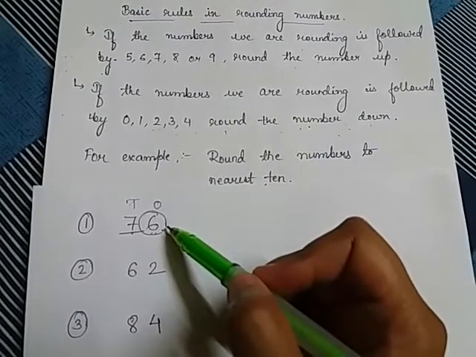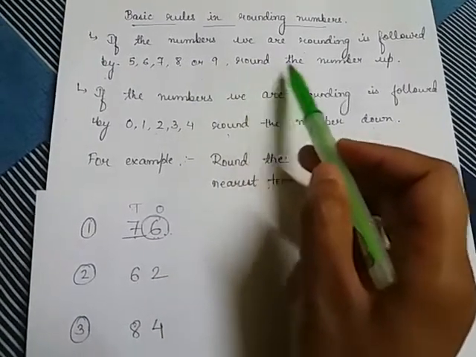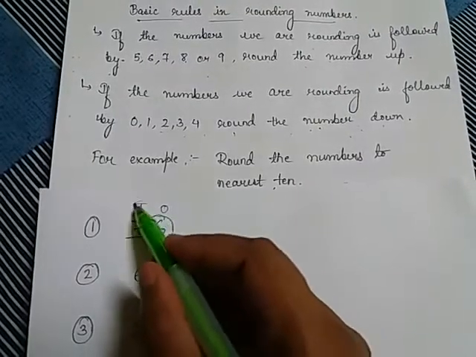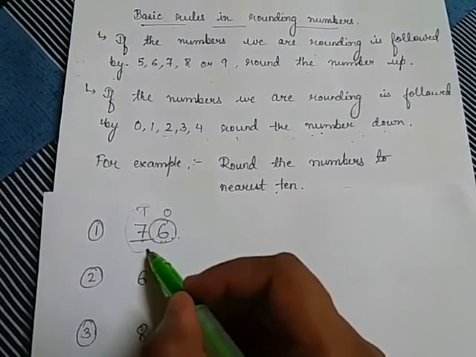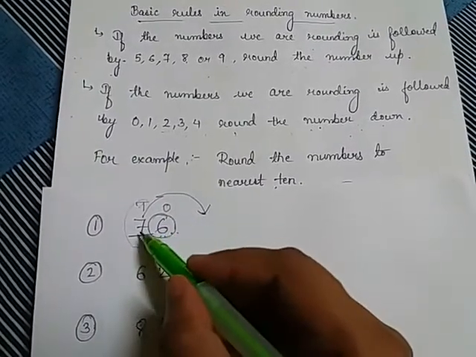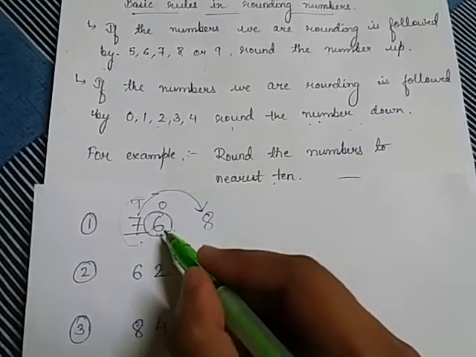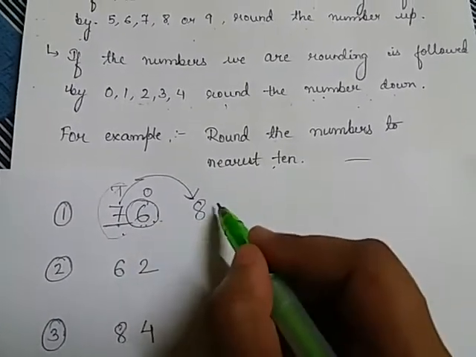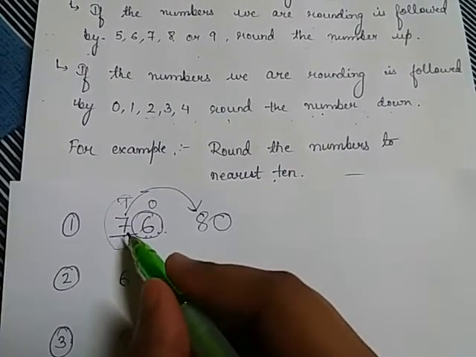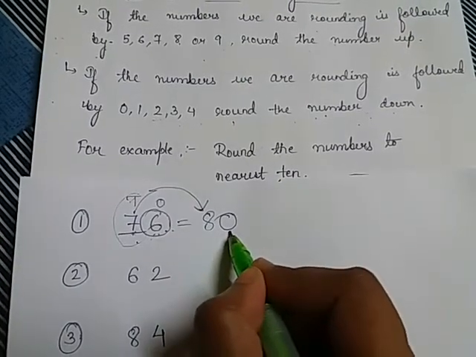Here we can see that 6 comes under this category, so we have to round the number up. As a result, the digit that we are supposed to round will increase. The digit at the tens place, 7, becomes 8, and automatically the ones digit will become 0. So we can say that the round off of 76 is equal to 80.